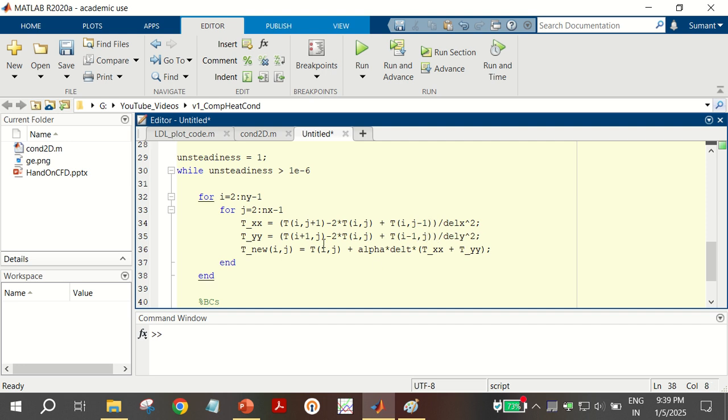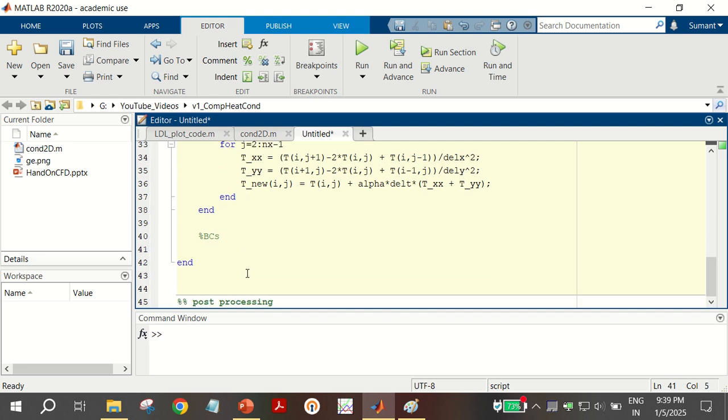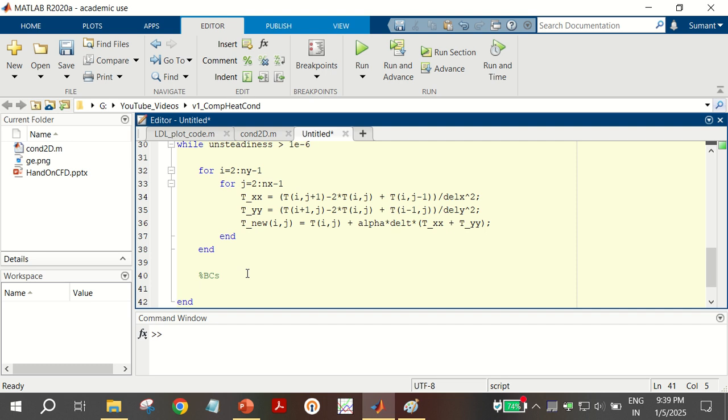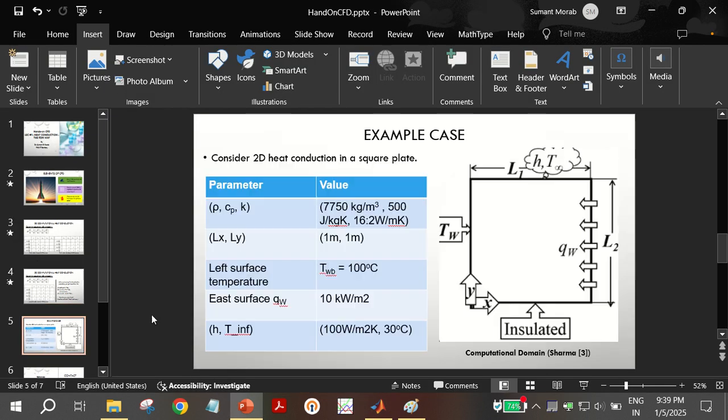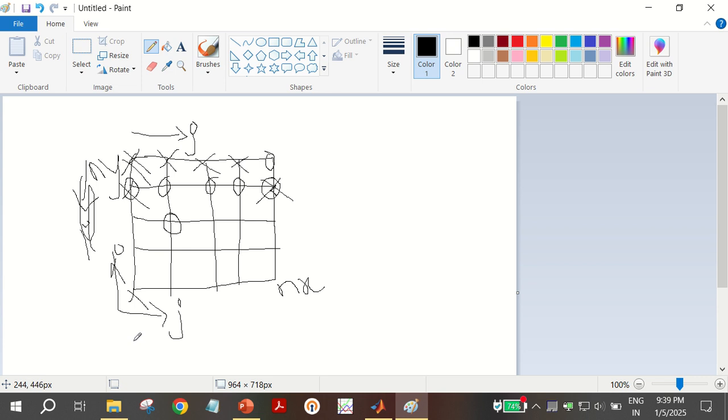Okay, so you are done, that's it. So then you have to implement boundary conditions. What do we have at the west boundary? We have a constant temperature, so at the west you have the j value which is constant, equal to 1, and you have i varying from 1 to ny minus 1.